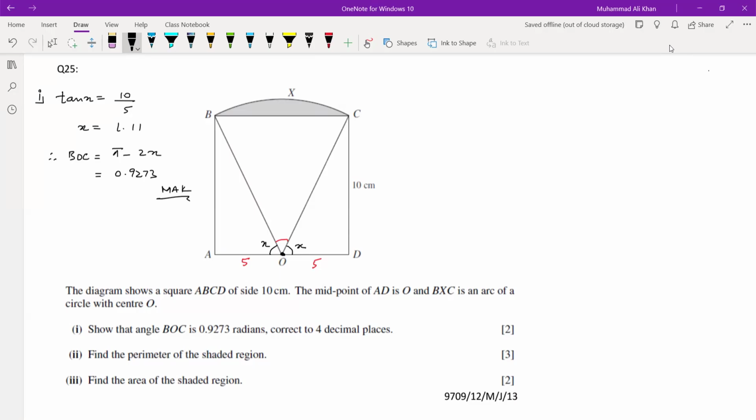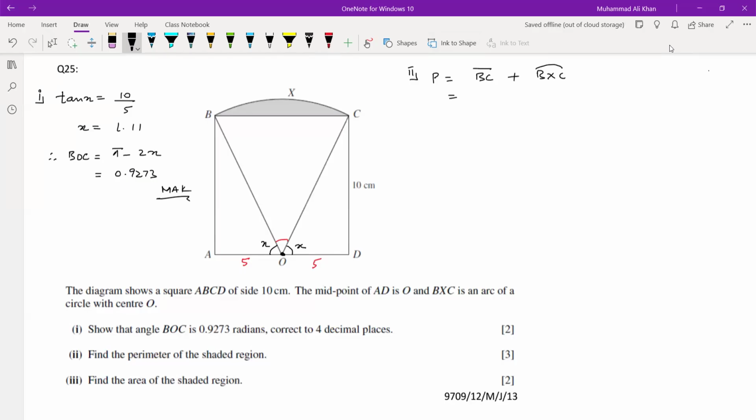Now, after that, in the second part, find the perimeter of the shaded region. How to calculate the perimeter of the shaded region? It's a segment. So we have to write all the things. BC straight line plus BXC a curve.